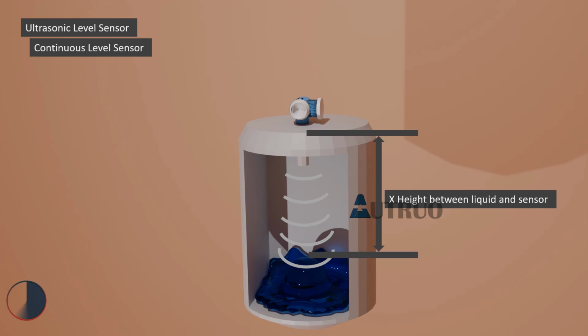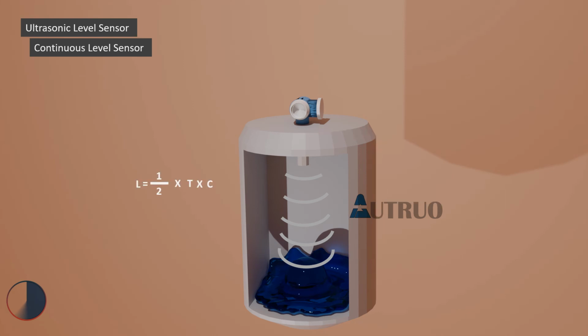This distance can be calculated with the following formula, where L is the distance, T is the time between the emission and reception, and C is the sonic speed. The value is multiplied by half because T is the time for the go and return distance.